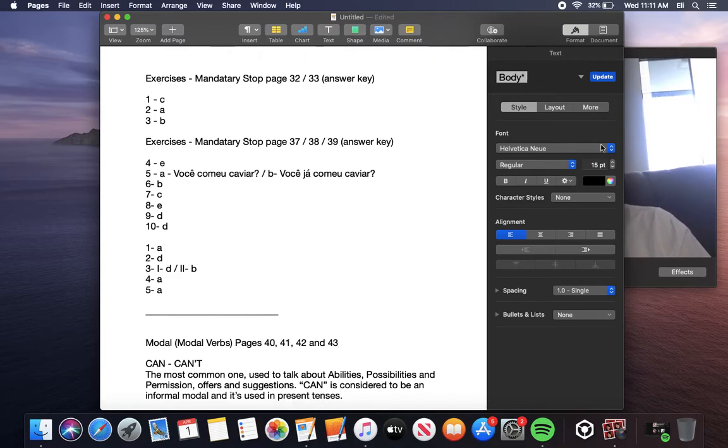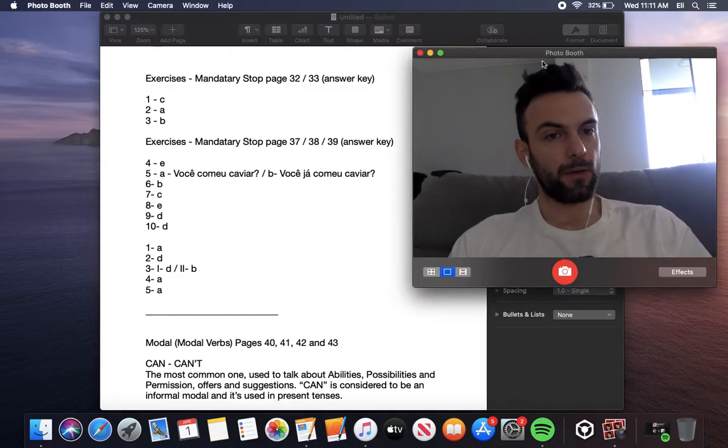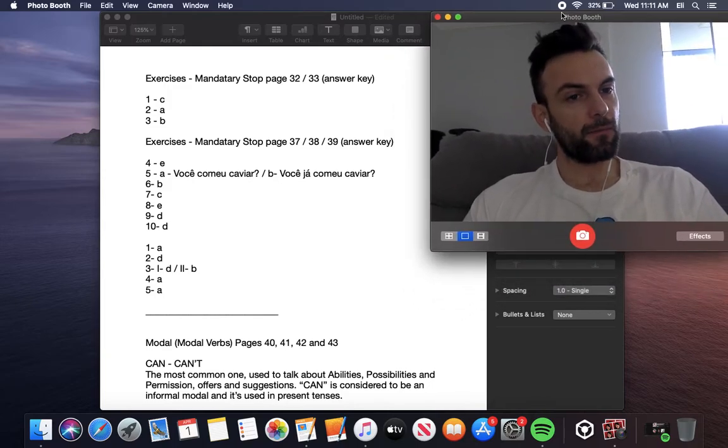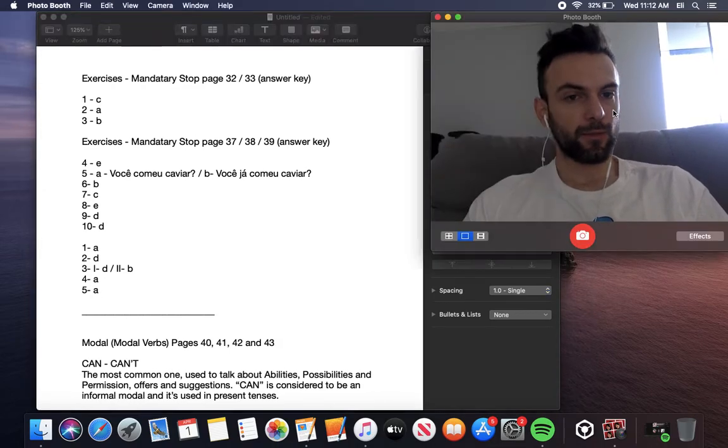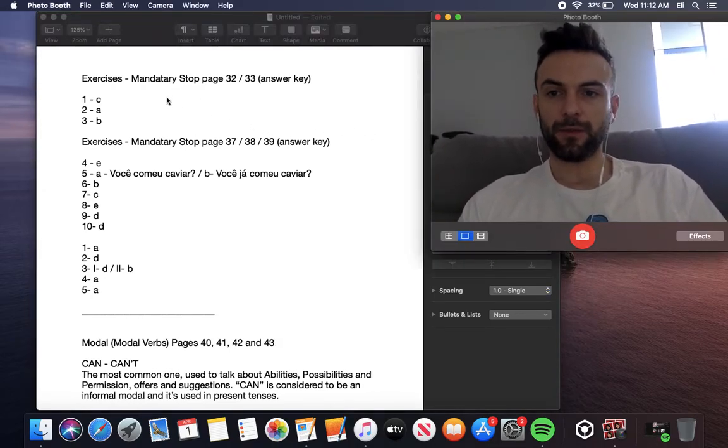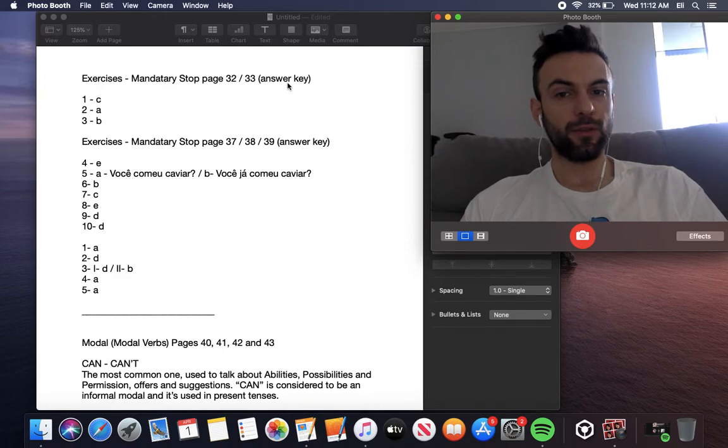These are the exercises from the mandatory stop. Let me just put this one here. The exercises from the mandatory stop, pages 32 and 33. Here's the answer key. The exercises from the mandatory stop, pages 37, 38, and 39. Here's the answer key.